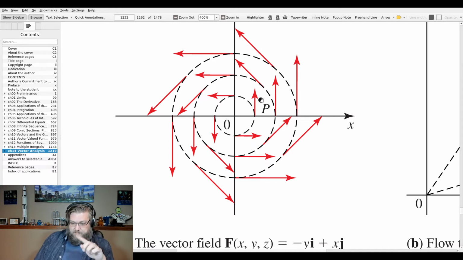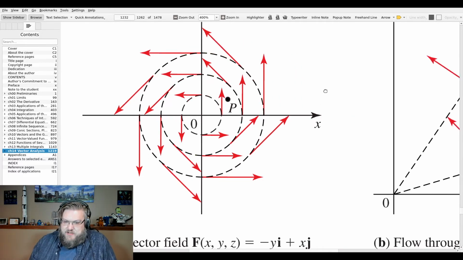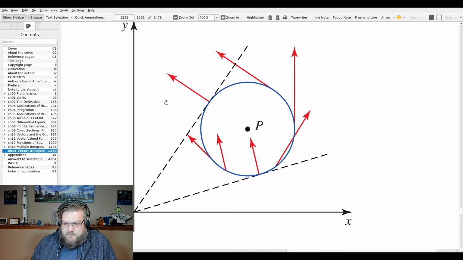Does this induce a rotation of some sort? Will your paddle wheel rotate? And if so, what direction, what orientation? To help us look, let's zoom in. So this is a zoomed in picture of the paddle wheel.